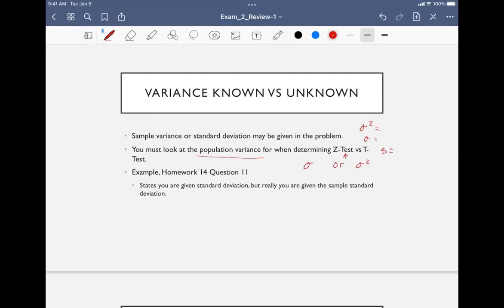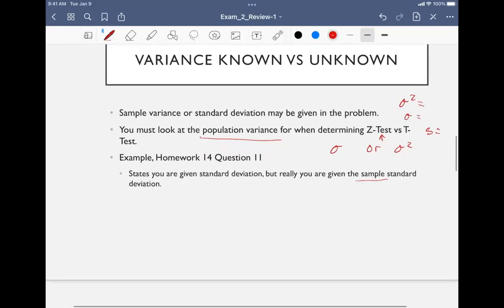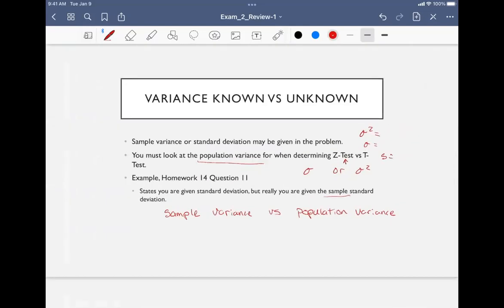And a good example of this is homework 14, question 11. It states in the problem that you are given a standard deviation, but if you look in the context of the problem, you're actually given the sample standard deviation. So I would recommend that everyone go back and review what sample standard deviation is, or even sample variance versus population variance. So go back to the previous chapters and review that for the exam, because that'll really help you when determining when to use the z-test or the t-test.